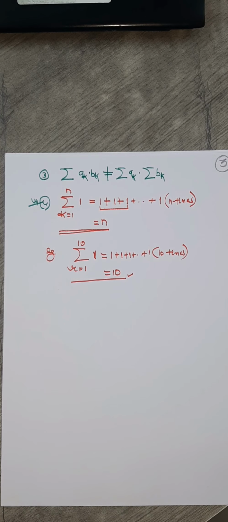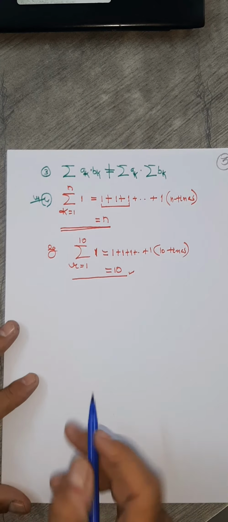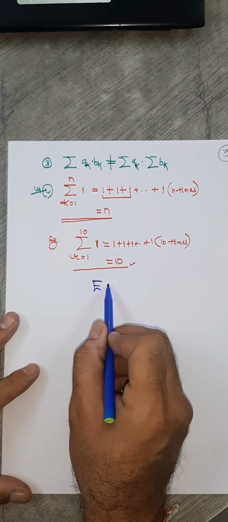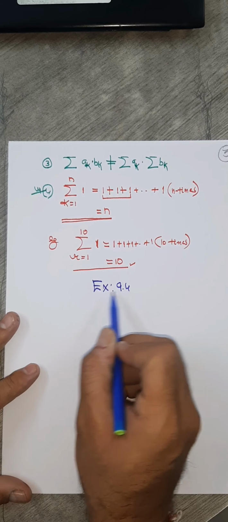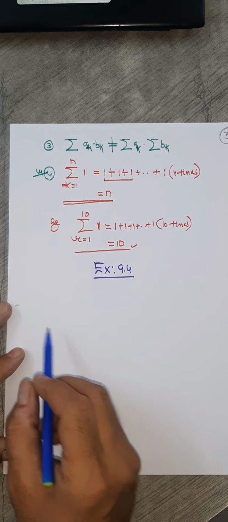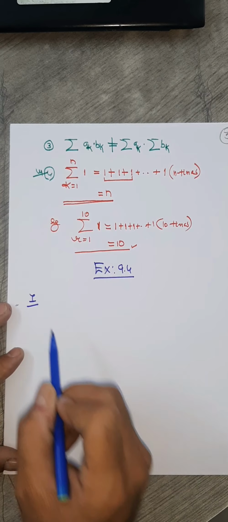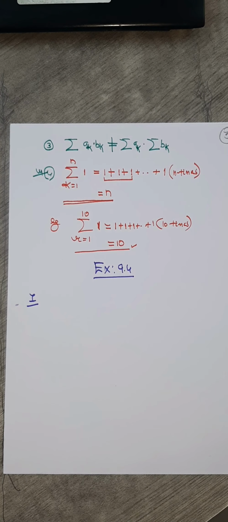Now, it is time to start the next exercise 9.4. So let's go for that. Exercise 9.4. First question here. Please read the question. What is asked in 1 to 7? Summation to n terms of each series given below. Okay. So I'll call it Sn because you are asked for the sum of how many terms?